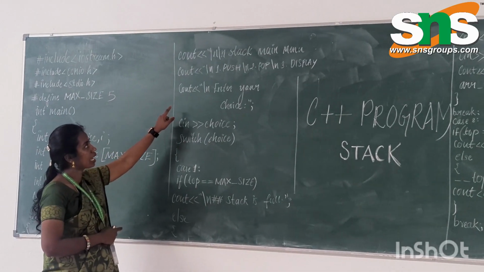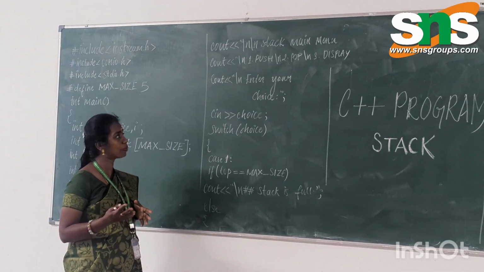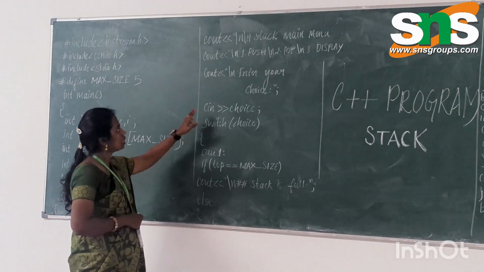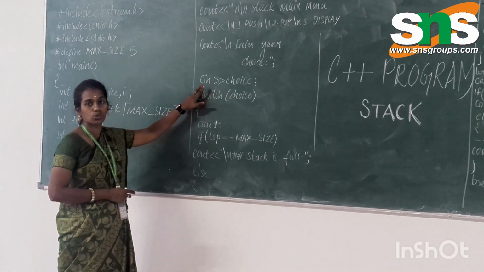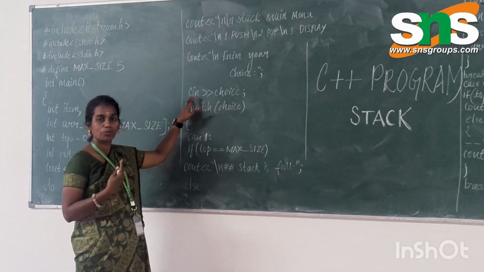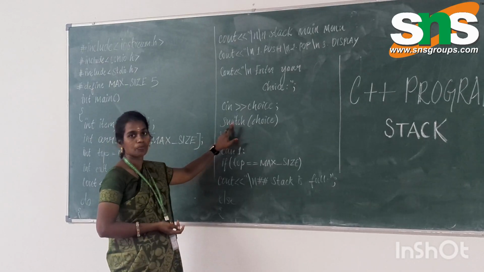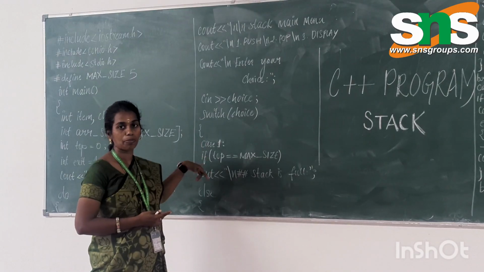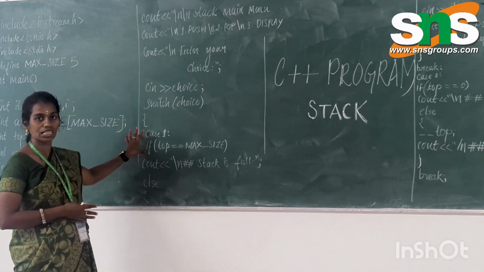In the cout statement, I have given choice 1 as the push operation, 2 for the pop operation, and 3 for displaying all the elements of the stack. Then the statement enter your choice will be displayed. The cin statement is used to get the value from the user, so we get the value for the choice. Based on the user's choice, we execute the case values of the switch case. In case 1, we do the push operation. In case 2, we do the pop operation. In case 3, we do the display operation. Likewise, we write the switch case operations.